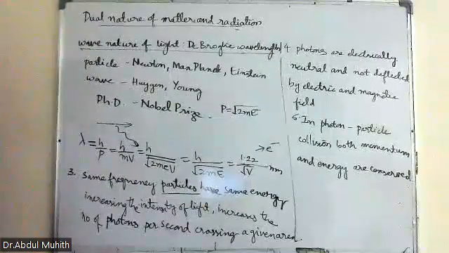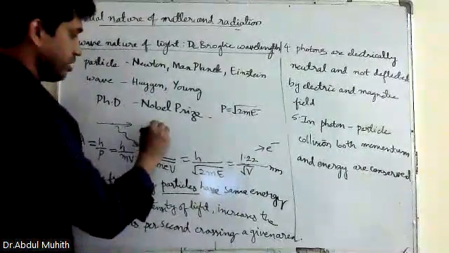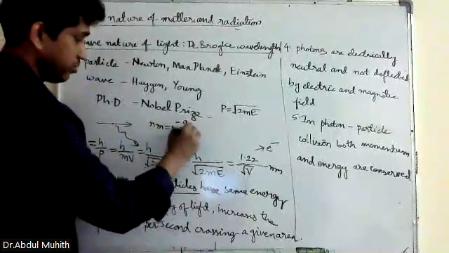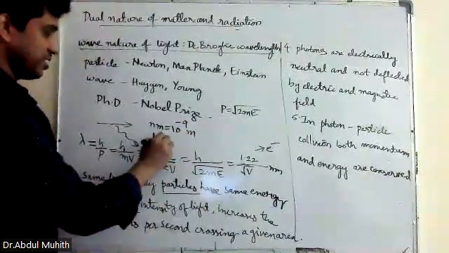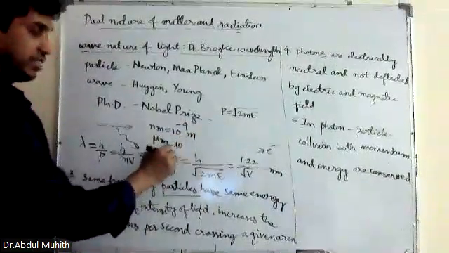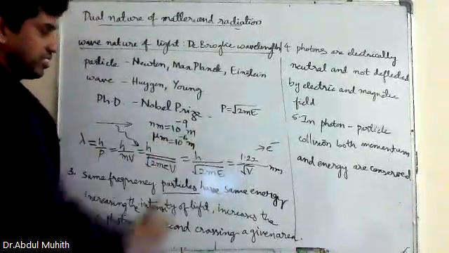1 nanometer means how much? 10 raised to the power of minus 9 meters. Micrometer means how much? 10 to the power of minus 6 meters. This is for the board exam. This is the value.